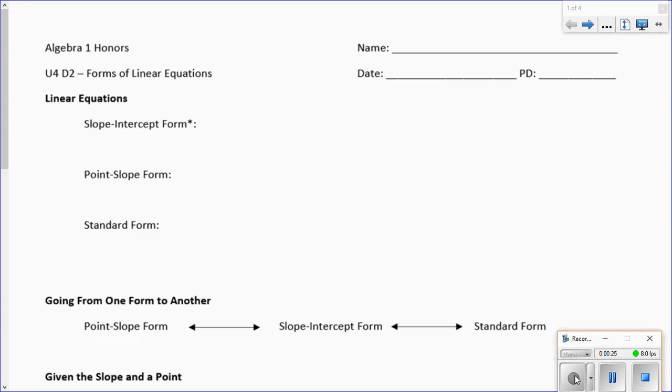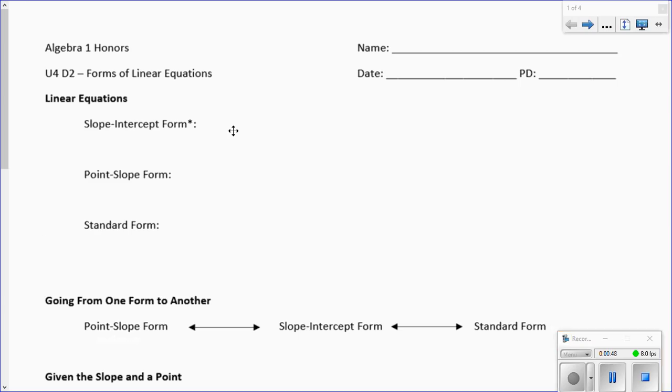How about that? So today we're doing forms of linear equations. There are 3 forms that you need to know. Slope-intercept, which is kind of already introduced to you. Point slope, which we don't use very often. It's used more in higher level math, but I'll just show it to you. And then the standard form, which is one that you do need to know.